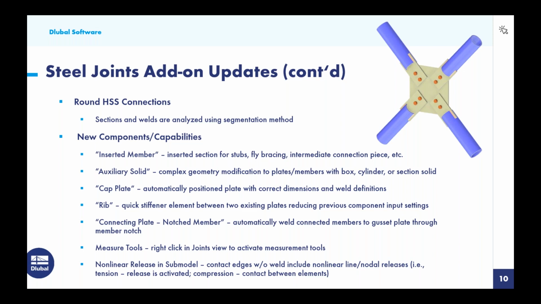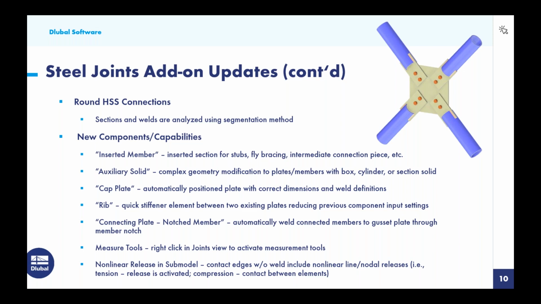We also have added a cap plate. So this automatically positions a plate with the correct dimensions and weld definitions, for example, to the top of a member. We have a new rib component. So this is a quick stiffener element that exists between two plates. And this is just really going to reduce what previously took many other components to create. So a much more efficient option now. We also have the connecting plate notch member. We'll see this in our example today. Also with the same connection here, we can automatically weld the connected members to the gusset plate through member notches. This will be a very efficient input as well that we'll see.